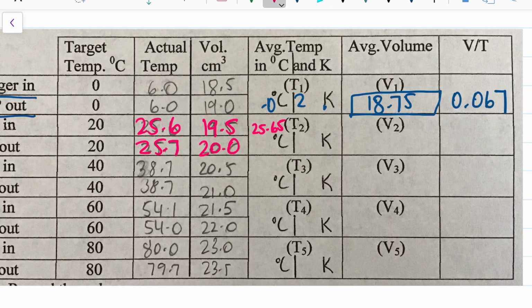How do I convert 25.65 to Kelvin? I'm going to say 25.65 plus 273.15, and when I do that, I get 298.8 Kelvin. Okay, now I need to find the average of my 2 volumes, this volume and that volume. If I say 19.5 plus 20 divided by 2, I get 19.75.